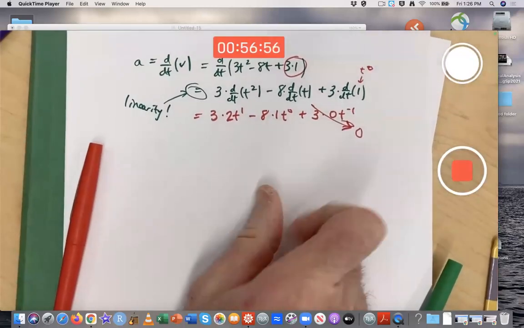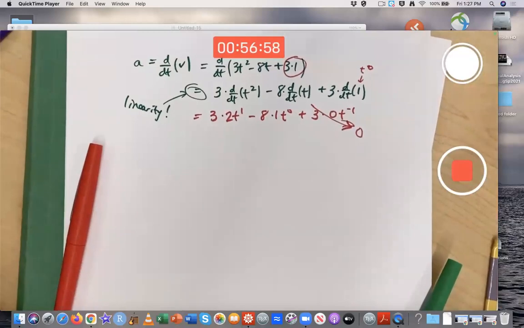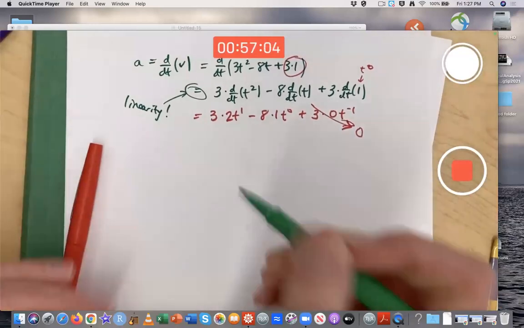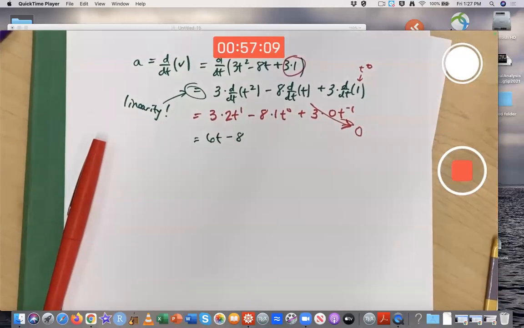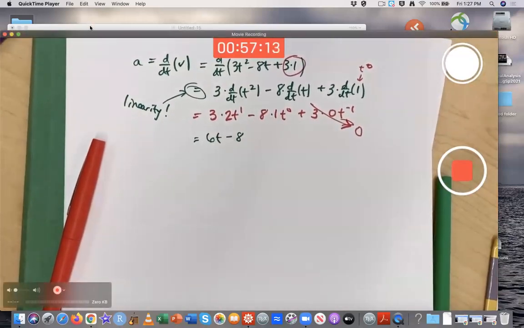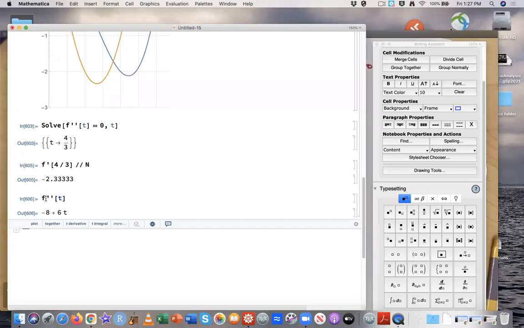But usually I just write a 0 there. I don't know, it just popped into my head and I thought of doing it that way. Simplify. 6t minus 8 plus 0 is just 6t minus 8. And yeah, that is what Mathematica got, but it wrote it as negative 8 plus 6t.